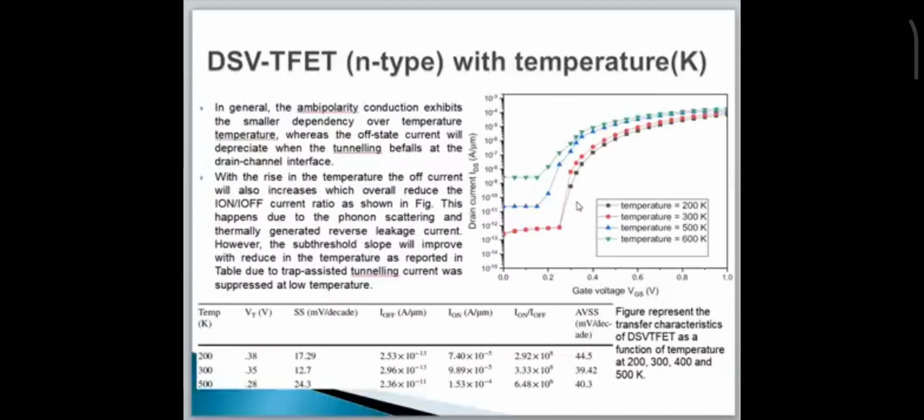For better switching, we need a low subthreshold slope of the device. You can note from the table, if you are increasing the temperature, the I-off current is reduced from this value to that value. This means it will increase the Ion-I-off current ratio and the value of the average subthreshold slope at this one. At 200 Kelvin the average subthreshold slope is 44 and at 500 Kelvin the average subthreshold slope is around 40.3 millivolt per decade.